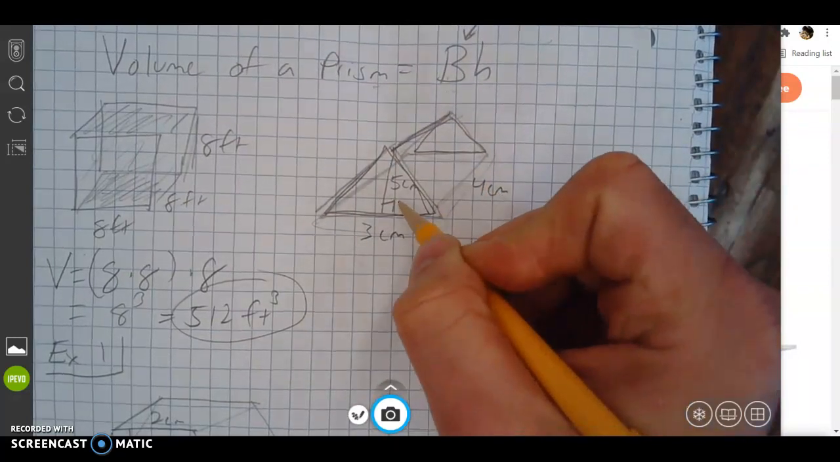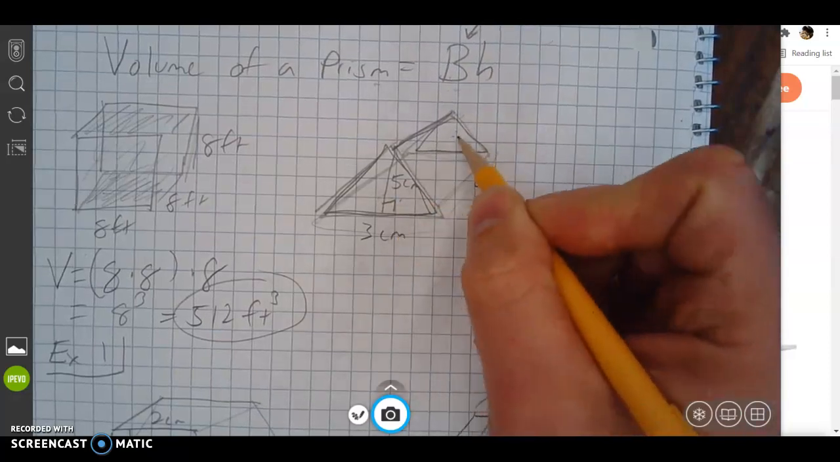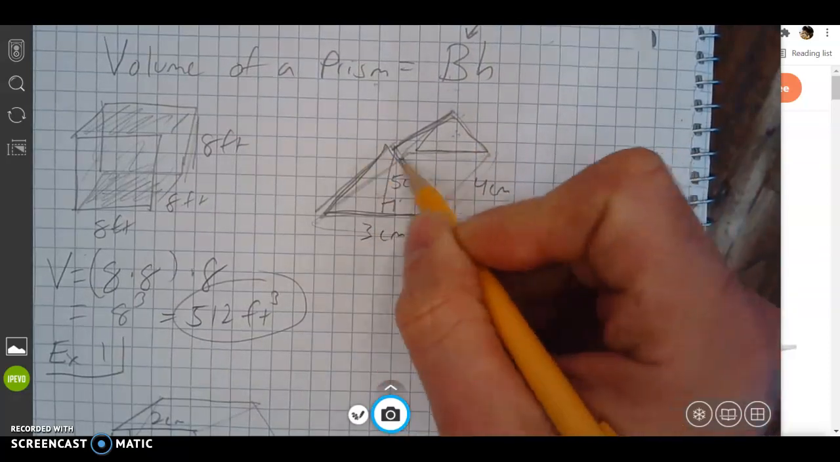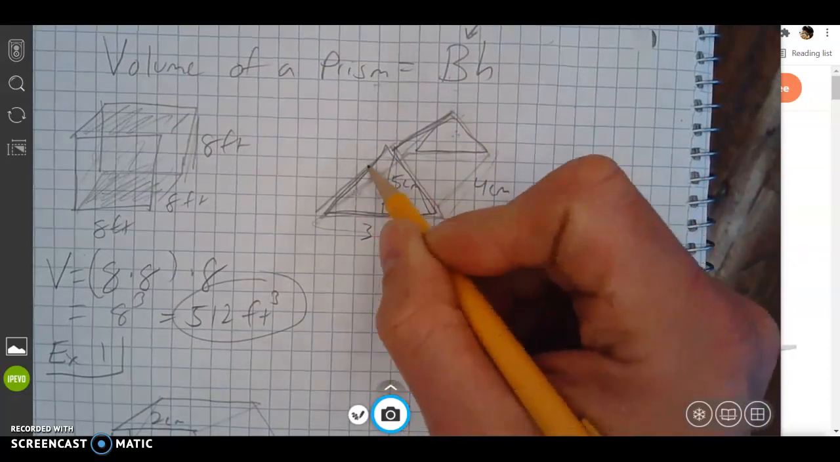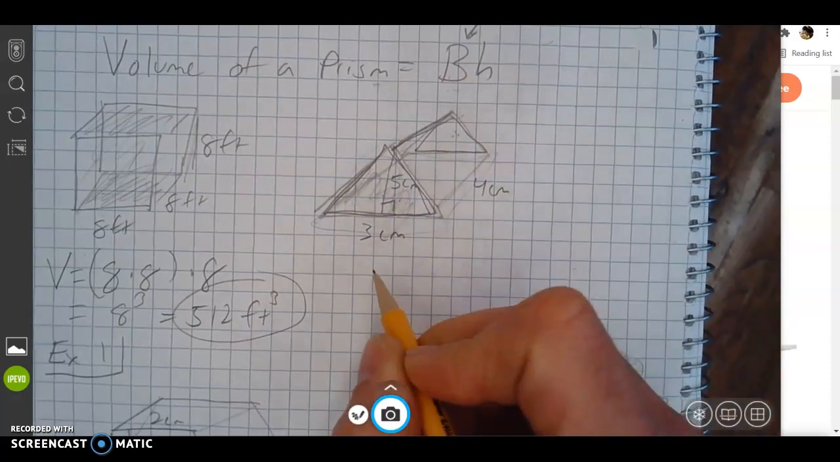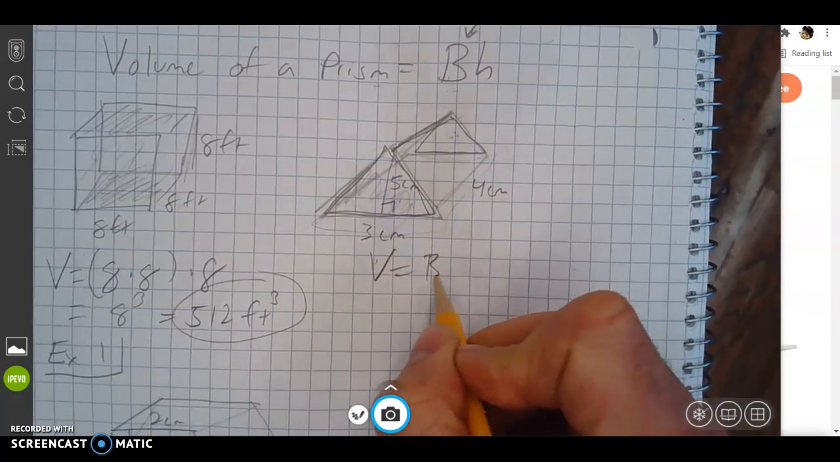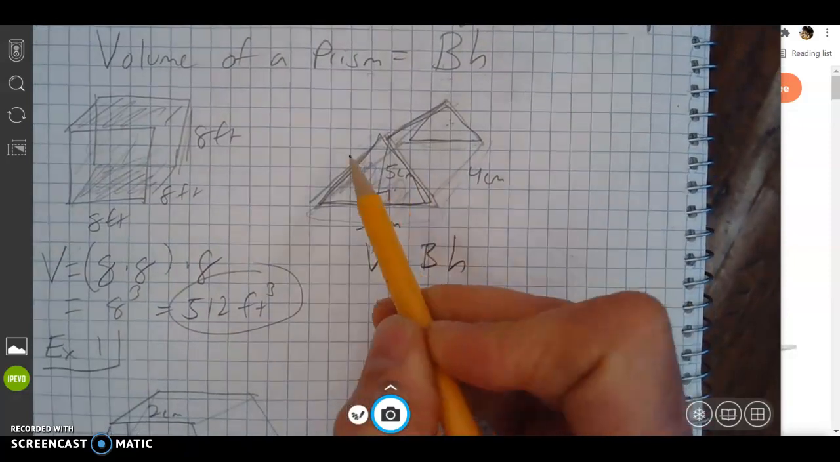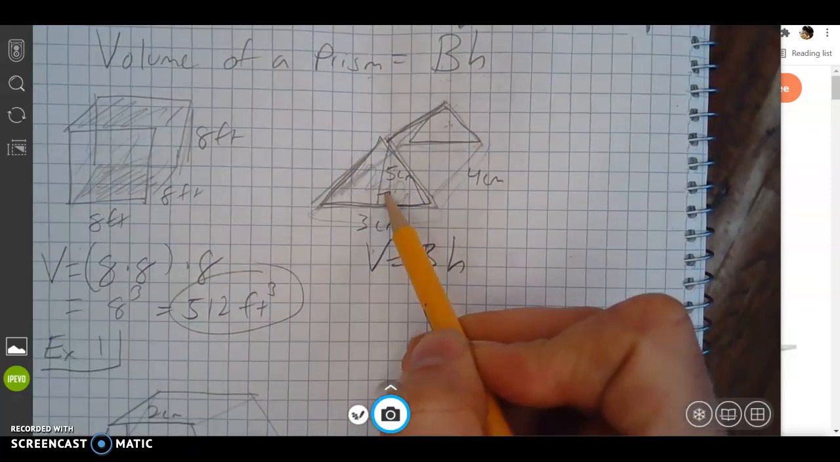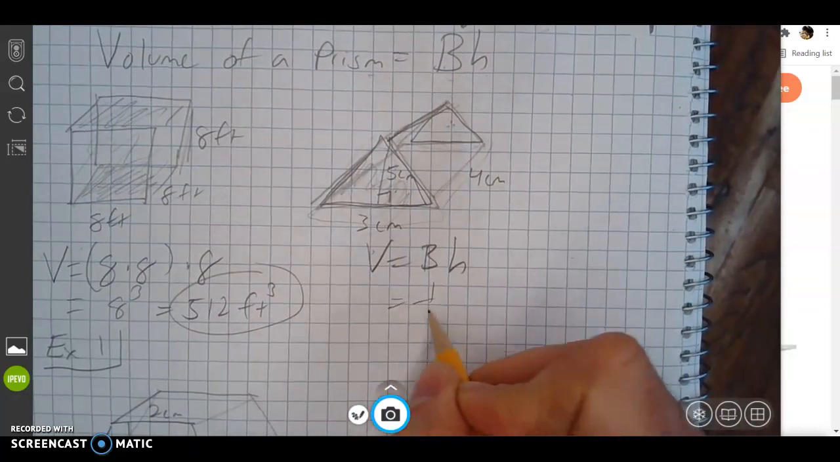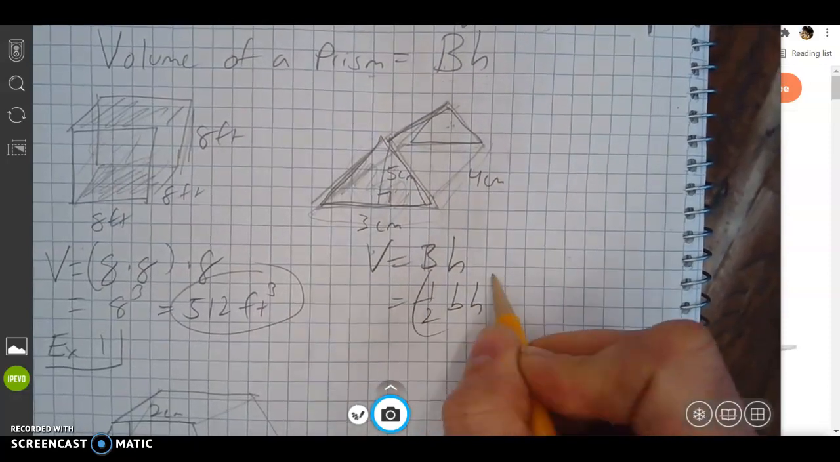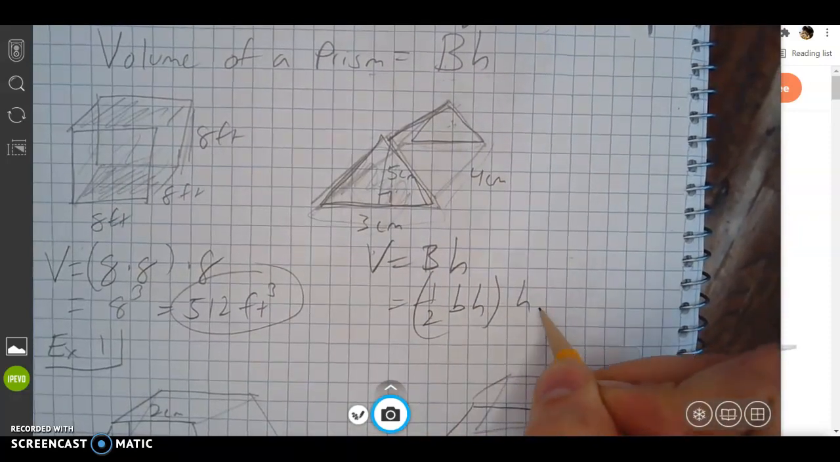So I'm gonna go off of this one. These are congruent, but this is where all the measurements are. So I'm gonna call this the base, this one right here in the front. So volume equals area of the base times the height, right? So the base is a triangle. What is the area of a triangle? Yeah, 1/2 base times height. And this is the height or the length of the prism.